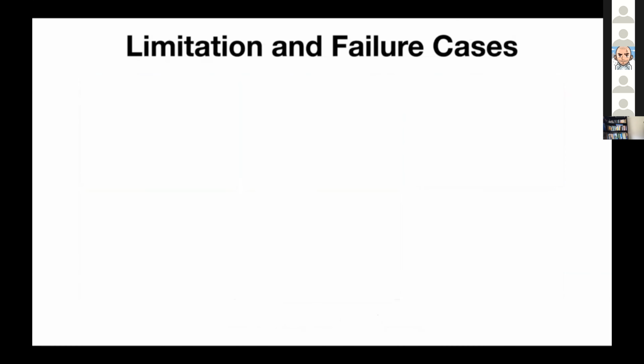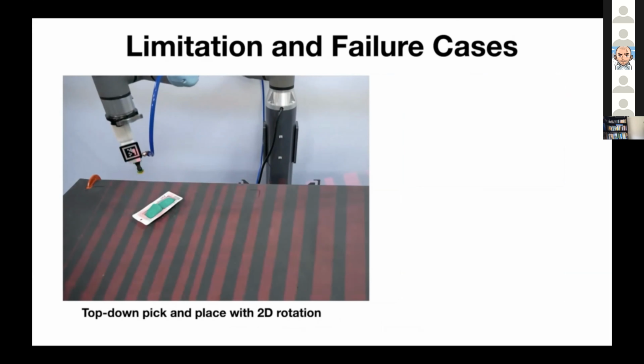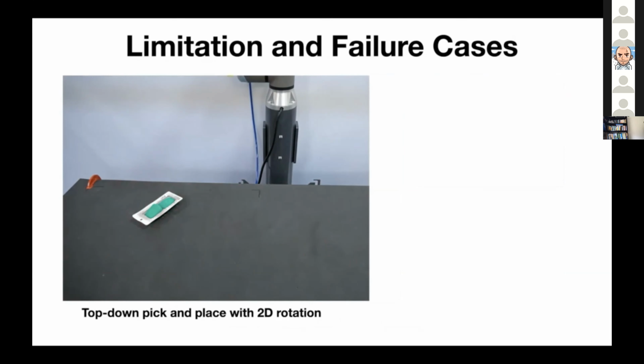Here I'm going to show you some typical failure cases of the system. First, we limited our action space to be top-down only, which means that the system will not work for all assembly tasks. If we're able to combine this system with the closed-loop grasping approach we described earlier, then we have the potential to extend this work to support more complex 3D assembly tasks.